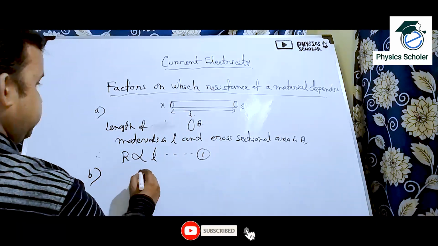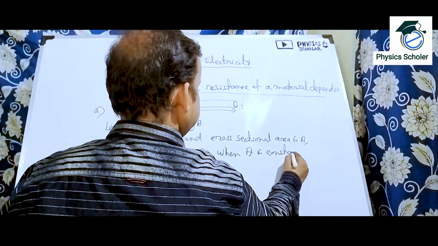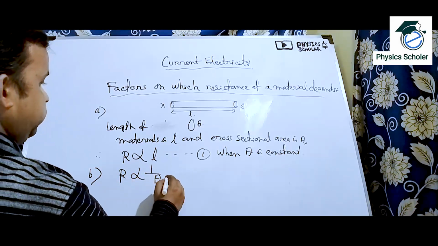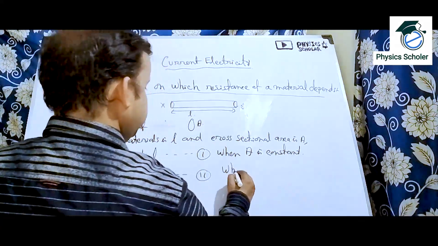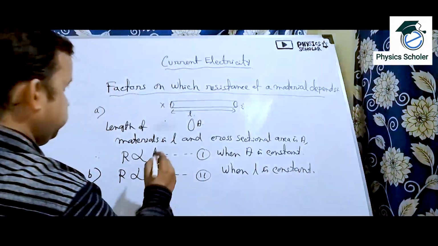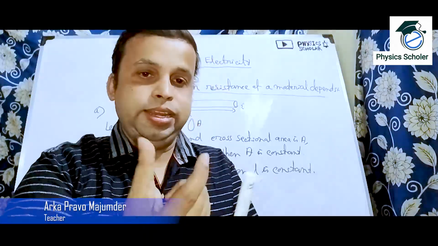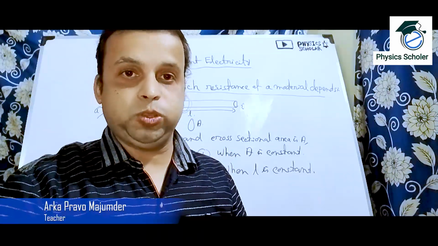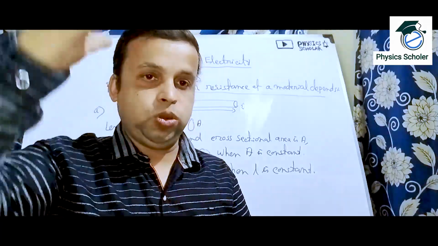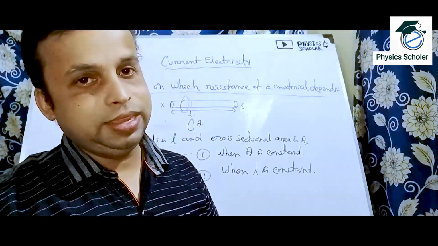Now when L is constant, it is inversely proportional to the cross-sectional area of the conductor, A. So if we take any cross-sectional area of the conductor, it is inversely proportional to that. That means if the cross-sectional area increases, it will offer less resistance, and if the cross-sectional area decreases, it will offer more resistance. Also the water pipe, I am giving the same example.